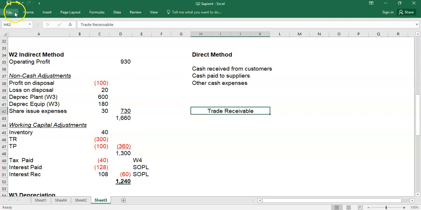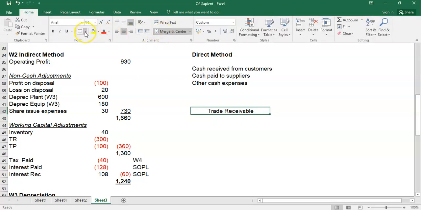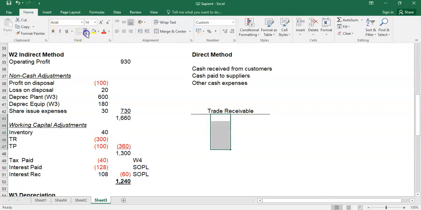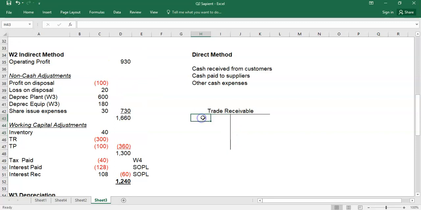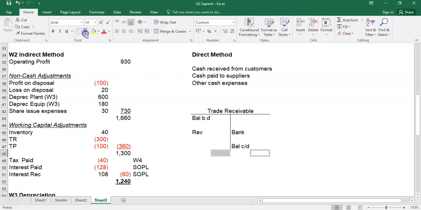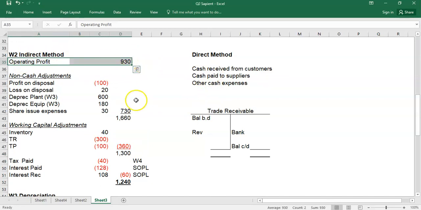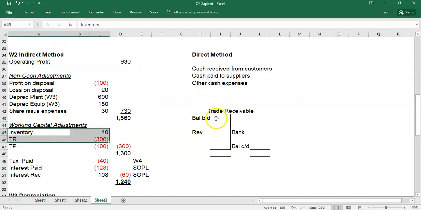Same as what we've done, trade receivables for the other ones as well. We underline it, and we do it down like this. So here you're going to look at the balance brought down, you're going to look at the balance carried down, and one thing that increases trade receivables is revenue, and then one thing that decreases trade receivables is payments, so money coming into the bank. And that's how you get cash. So you're essentially taking some of the profit figure, the revenue, and adjusting for your trade receivables as well.